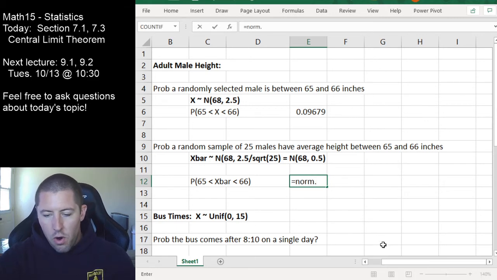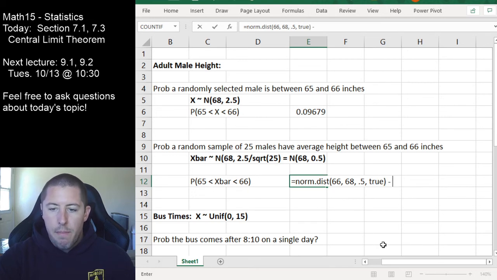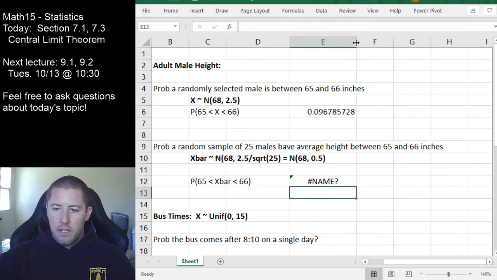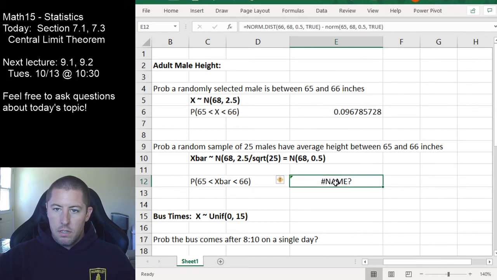So now we can do norm.dist. 66 is the upper bound for x bar. 68 is our average. Standard deviation is 0.5. Cumulative is true. It's the exact same diagram as before, but we can see that we're much more out in the tail now, based on the standard deviation having gotten a lot smaller.